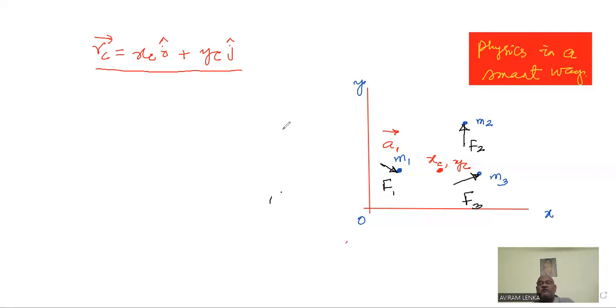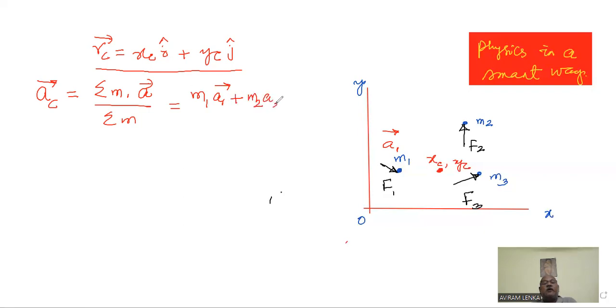There won't be a situation where center of mass bids goodbye to the masses and says, you all go away, after some time I'll go. Such a situation won't exist. So if somebody tries to find the acceleration of center of mass, then acceleration of center of mass will be, if a student writes like this, sigma m into a vector by sigma m, he or she will be perfectly correct. Upon elaboration, that will be m1 into a1 vector plus m2 into a2 vector plus so on, till the last mass, divided by m1 plus m2 plus so on, till the last mass is exhausted.